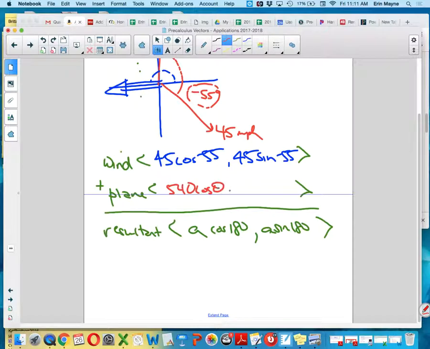Okay. Now, what is a little bit troubling about this scenario? How many unknowns? 2, right? We have 2 unknowns. Now, the beauty of these types of problems, however, is what is the cosine of 180?